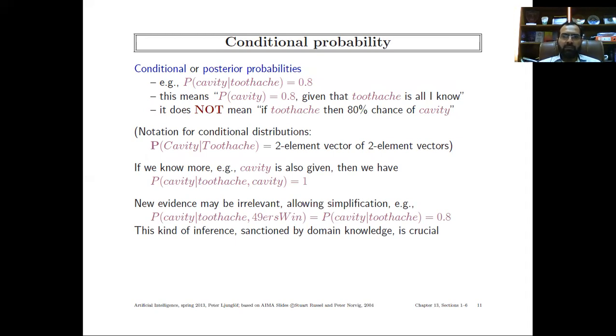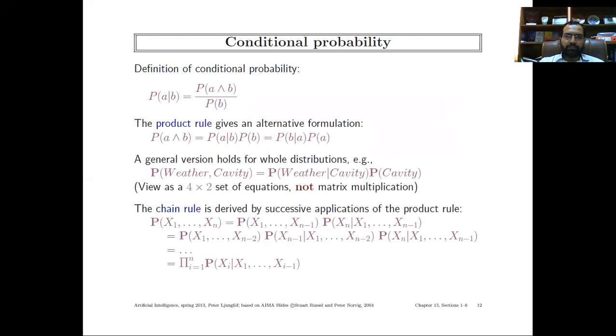This kind of inference, sanctioned by domain knowledge, is crucial, because if you want to develop your learning mechanism or your own knowledge base based on that principle, you need to have the domain knowledge. Without domain knowledge, you cannot build such a system, because it is very important to know how the relationship exists among various random variables in the given domain.